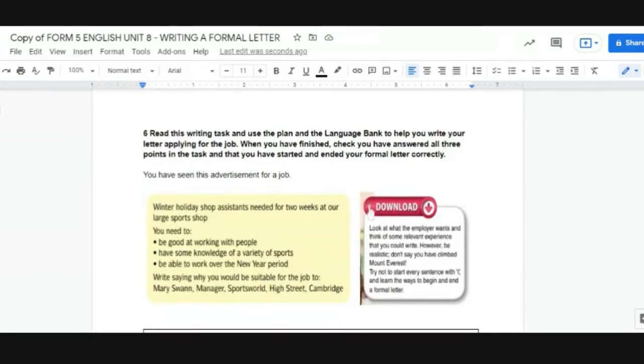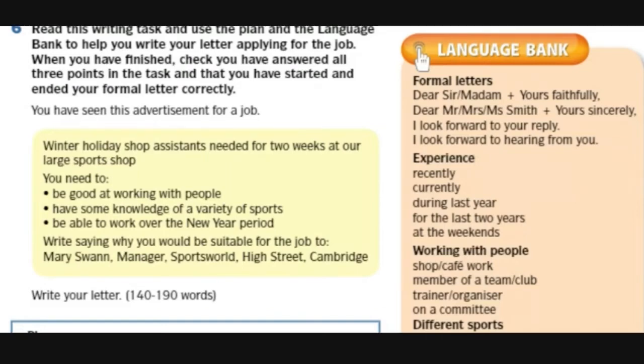This is the writing task that you are going to do. You have seen this advertisement for a job. Winter holiday shop assistant needed for 2 weeks at our large sports shop. Now, just now the example you read is in an art and craft shop. Now, this one is the sports shop. Okay, it's different. And also a temporary job for 2 weeks.